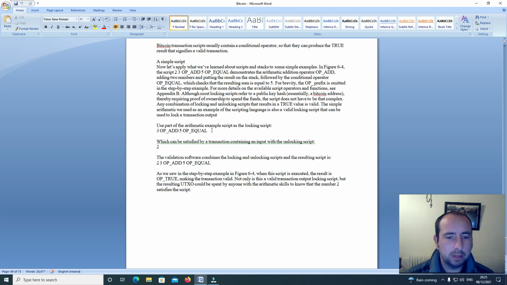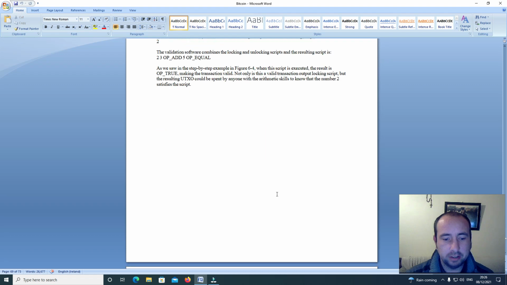Use part of the arithmetic example script as the locking script: 3 OP_ADD 5 OP_EQUAL, which can be satisfied by a transaction containing an input with the unlocking script 2. The validation software combines the locking and unlocking scripts, and the resulting script is 2 3 OP_ADD 5 OP_EQUAL. As we saw in the step-by-step example in figure 6.4, when this script is executed, the result is OP_TRUE, making the transaction valid. Not only is this a valid transaction output locking script, but the resulting UTXO could be spent by anyone with the arithmetic skills to know that the number 2 satisfies the script.